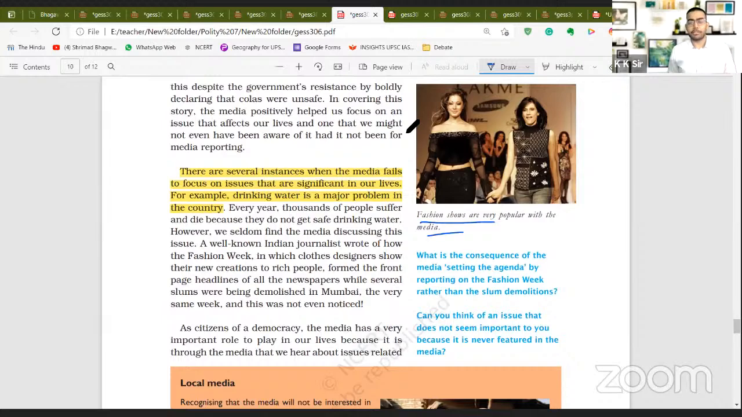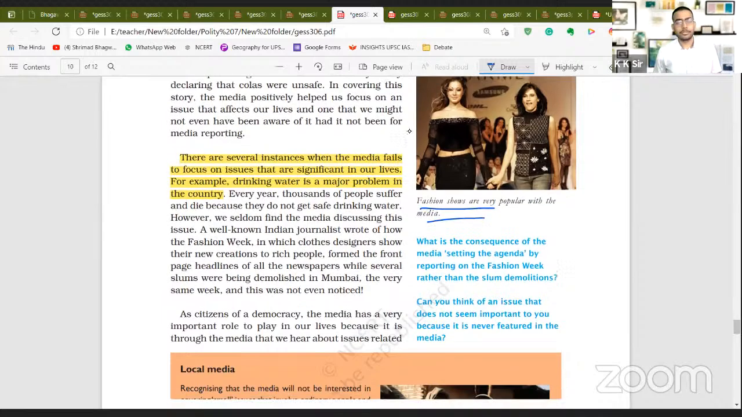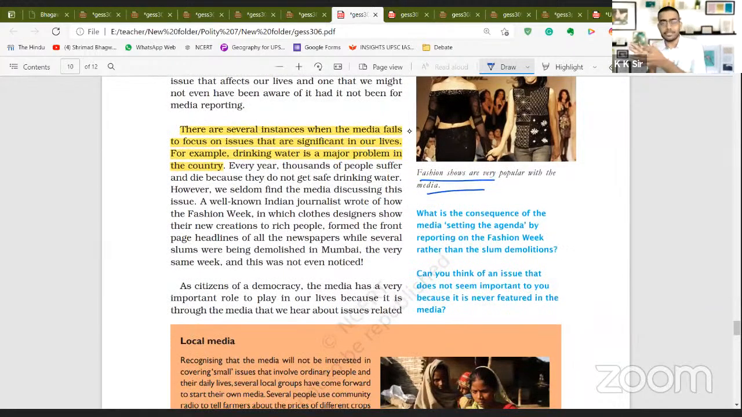Fashion shows are very popular with media. So they set the fashion trends too. What you are wearing, that's decided by media.